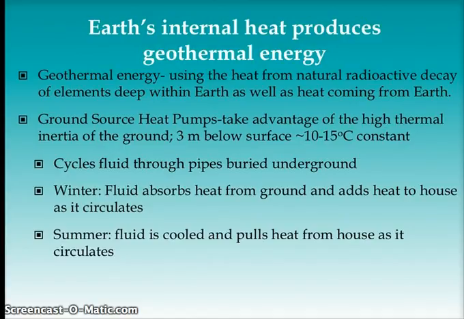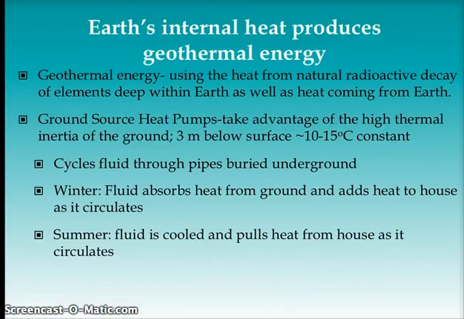The other thing I want to talk about is a ground source heat pump, and this is going to take advantage of the high thermal inertia of the ground. About 3 meters below the surface of the ground, the temperature remains about 10 to 15 degrees Celsius all year. Okay, no matter the winter, spring, summer, or fall, about 3 meters below the surface is a relatively constant temperature. And we can use that constant temperature as a natural cooling system in the summer when it's very hot. In the wintertime when it's very cold, we can use this as a natural heating system.